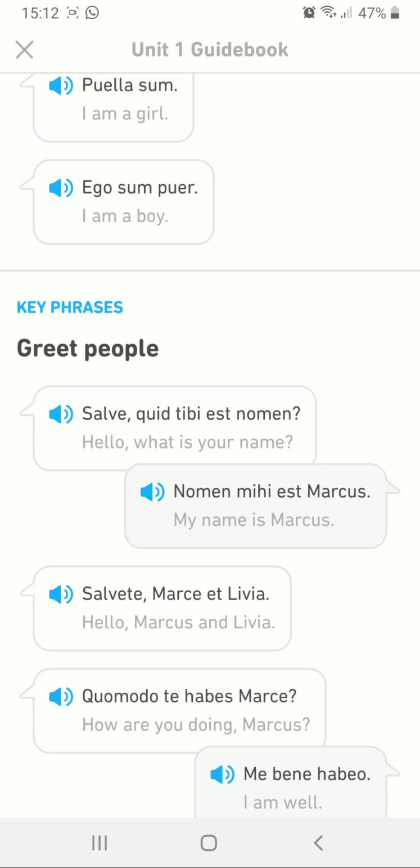Salvete Marce et Livia. Here we see that it's Marce, it's not Marcus. I believe maybe here there is a mistake from Duolingo, because we have seen that there's no difference. There shouldn't be any difference here. So salvete Marce et Livia. It's not Livia, but Livia.